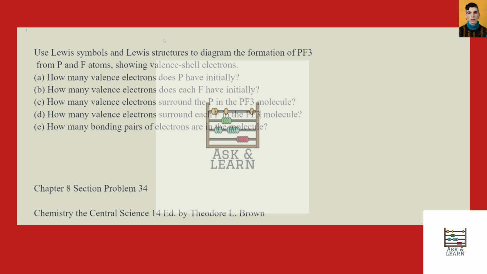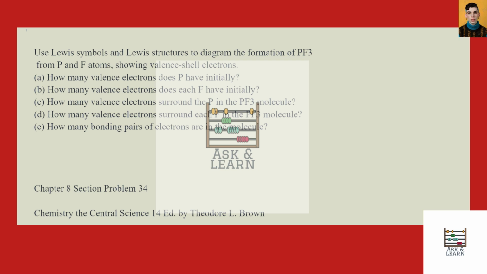Use Lewis symbols and Lewis structures to diagram the formation of phosphorus trifluoride from phosphorus and fluorine atoms, showing valence shell electrons. Letters A and B ask, how many valence electrons does each phosphorus and each fluorine have initially?